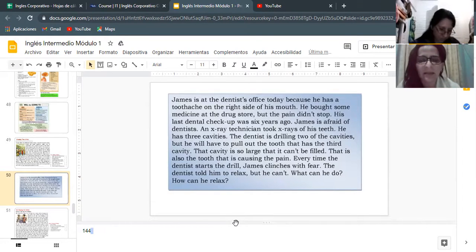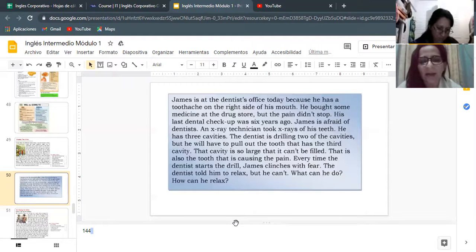Okay. James is at the dentist's office today because he has a toothache on the right side of his mouth. He bought some medicine at the drugstore, but the pain didn't stop. His last dental checkup was six years ago. James is afraid of dentists. An X-ray technician took X-rays of the teeth.